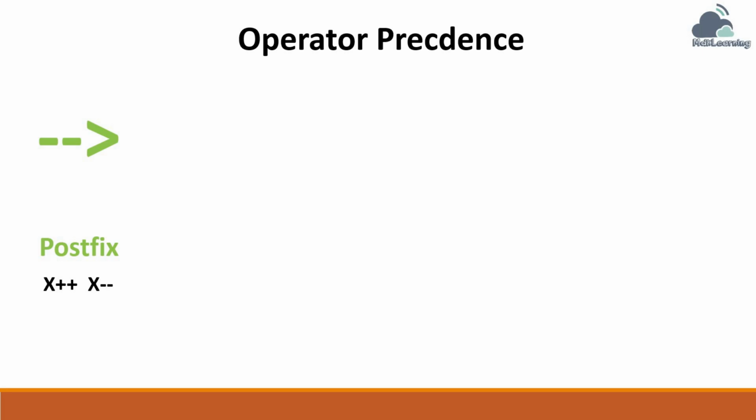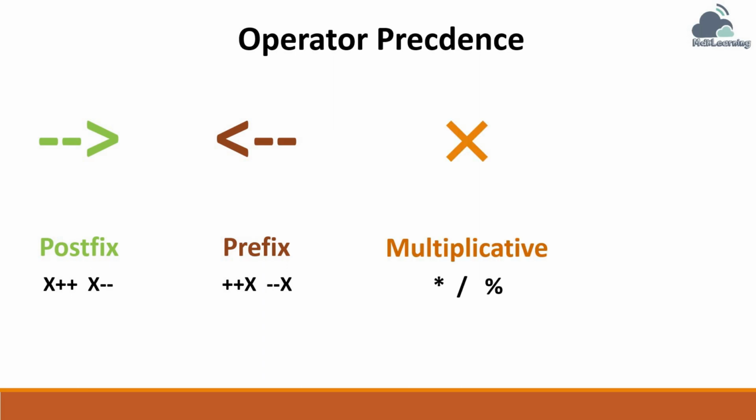Then we have the prefix operators, which again are increment and decrement, but in this case appearing before their values. Following that, we have the multiplicative operators, which are multiply, divide, and modulus. And then finally, we have the additive operators, which is addition and subtraction. So what this means is the postfix operators have the highest precedence, so they're done first, followed by the prefix operators, all the way down to the additive operators, which have the lowest precedence.